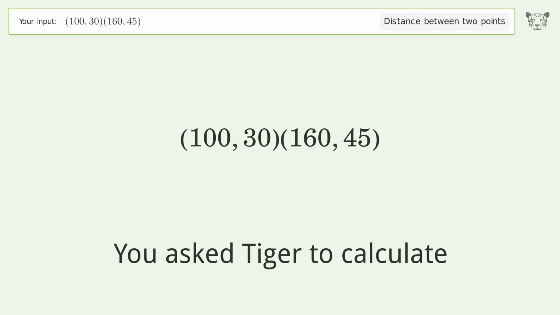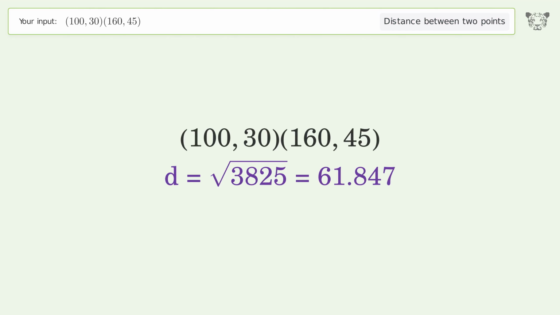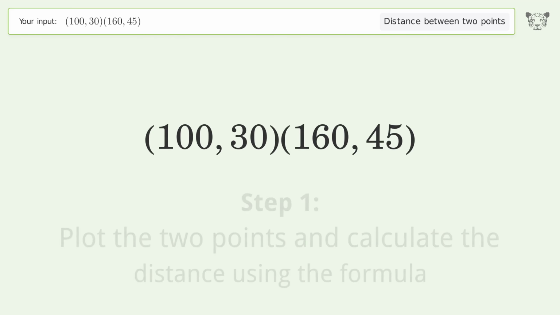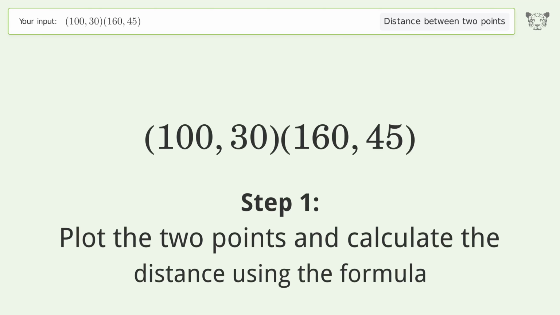You ask Tiger to calculate. This deals with the distance between 2 points. The distance between the 2 points is the square root of 3,825 or 61.847. Let's solve it step by step. Plot the 2 points and calculate the distance using the formula.